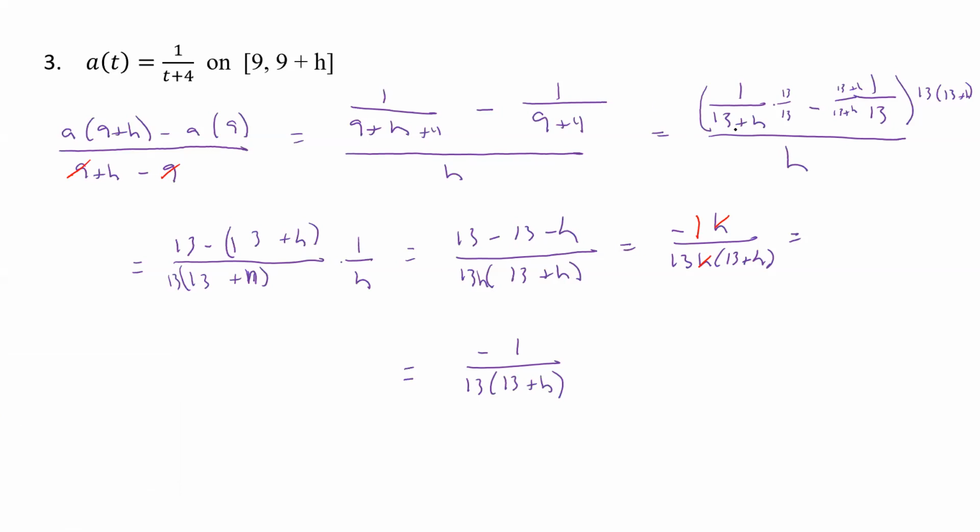Okay, so this is one of the more complicated ones because you have fractions and you have to add like denominators, get those, and then from there we can simplify and we get down to our final value for the rate of change, which is negative 1 over 13 times 13 plus h.